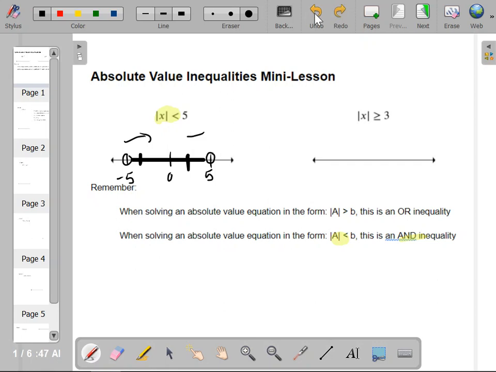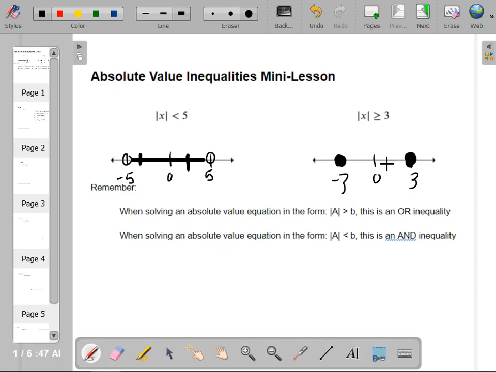The other option we have is when the absolute value is greater than or equal to 3. So we're going to do the same thing. We're going to say, okay, the numbers that are 3 units from 0 are positive 3 and negative 3. And since those points actually make true statements, when you plug in negative 3, the absolute value of that is 3, and 3 is greater than or equal to 3. So it does work. But we want the numbers that have an absolute value bigger than 3.